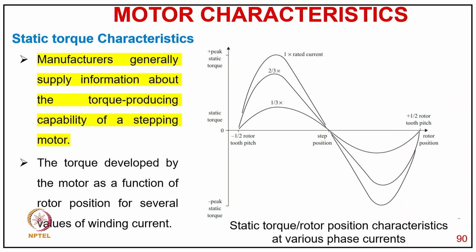Now, typically you can see the speed characteristic of the various phase currents here. I mean, typically the steady characteristic with the step angle or step position. Manufacturers generally supply information about the torque producing capability of the stepping motor, and the torque developed by the motor as a function of rotor position for several values of winding current.